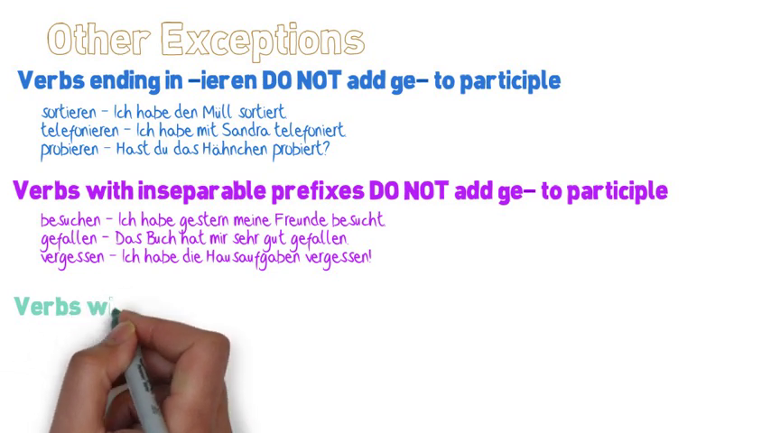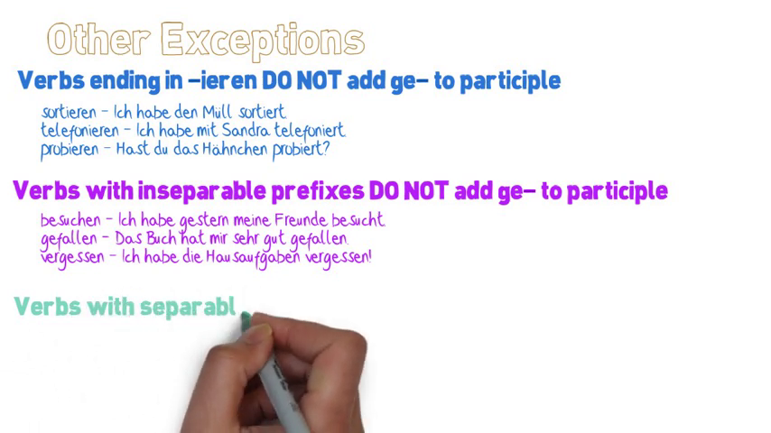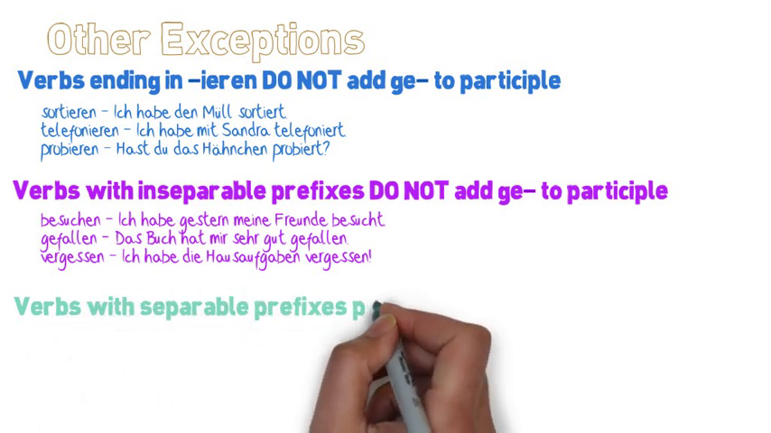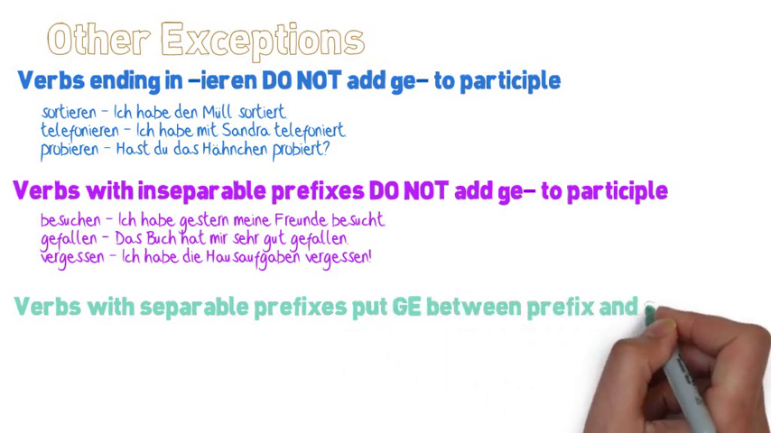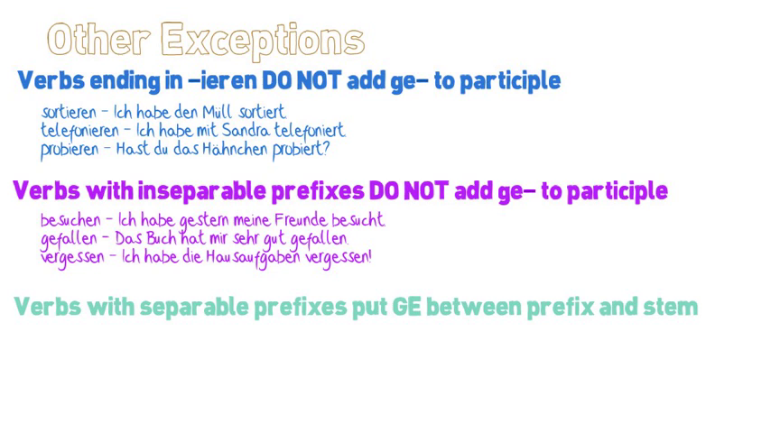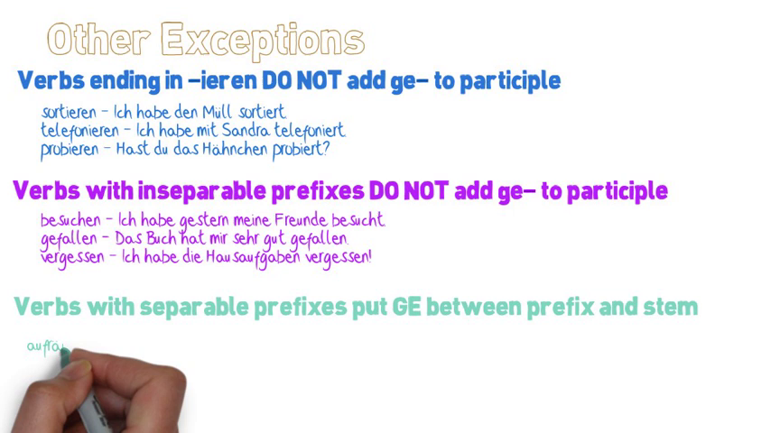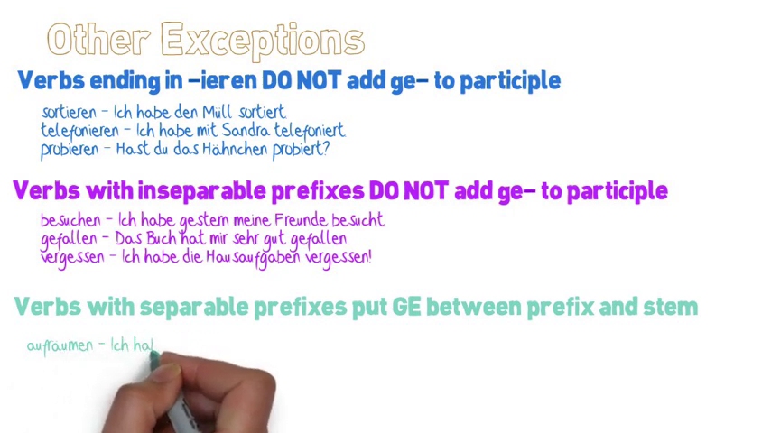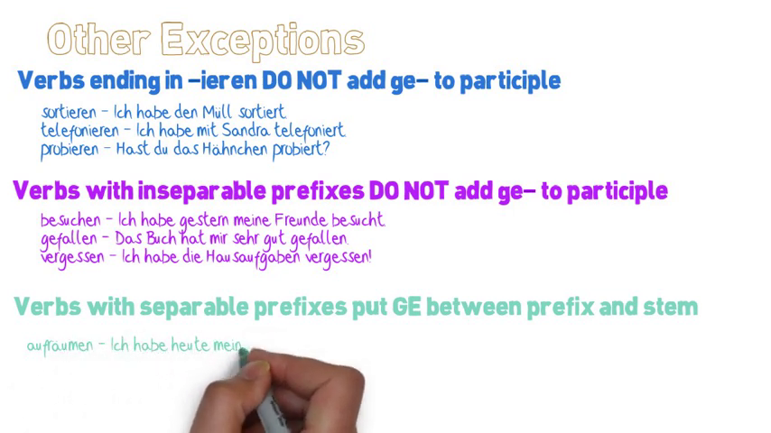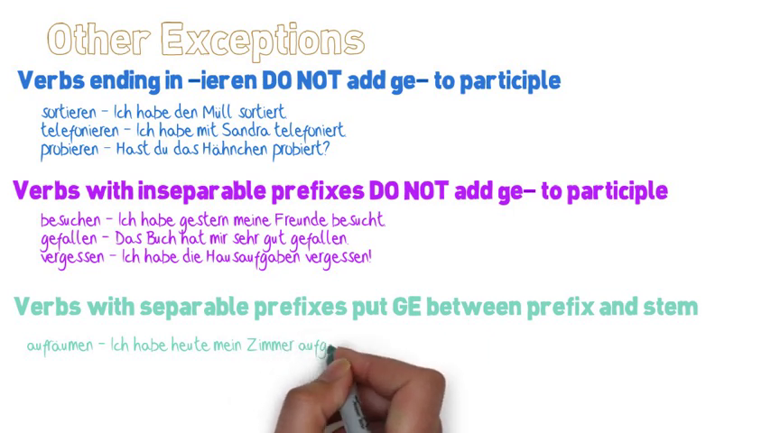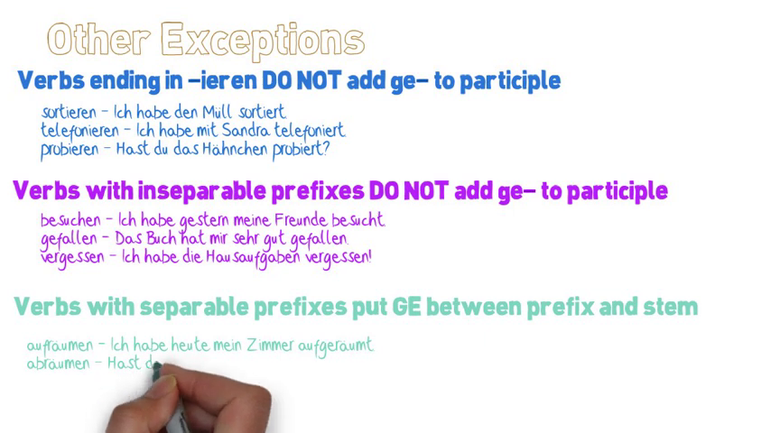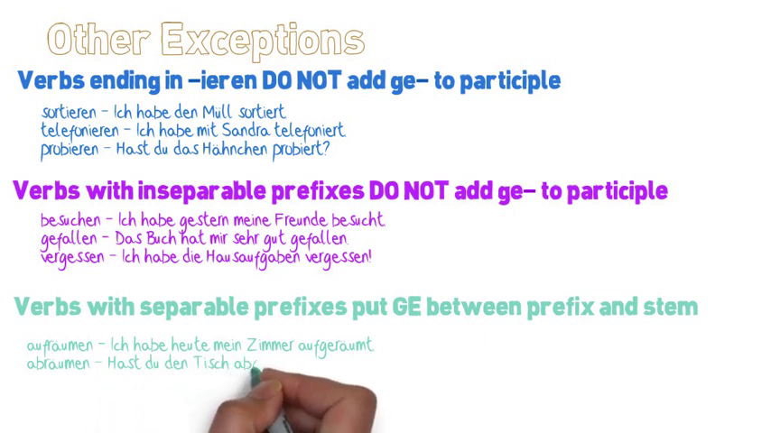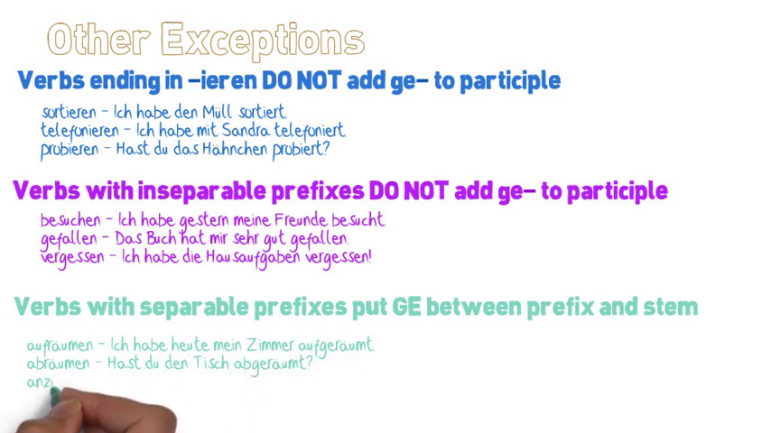Finally, let's talk a little bit about verbs with separable prefixes. Prefixes like an, aus, ab, or auf, etc. These will put the ge between the prefix and the stem in their past participles. For instance, aufräumen in the past tense would sound like this: Ich habe heute mein Zimmer aufgeräumt. Abräumen would look like this: Hast du den Tisch abgeräumt?